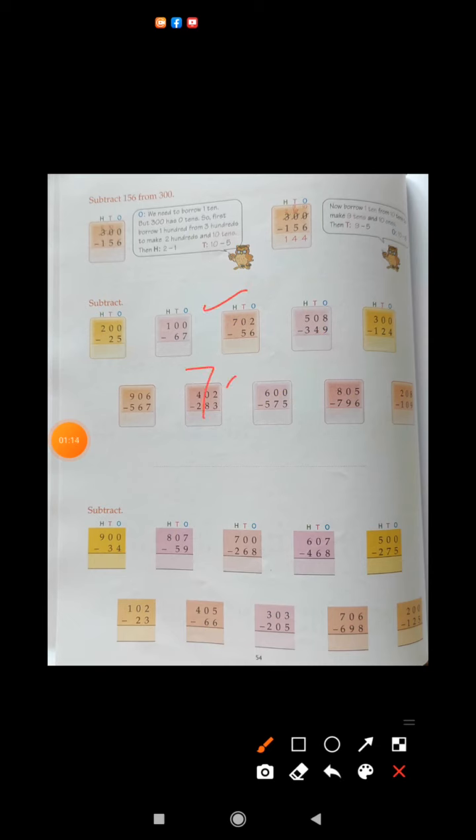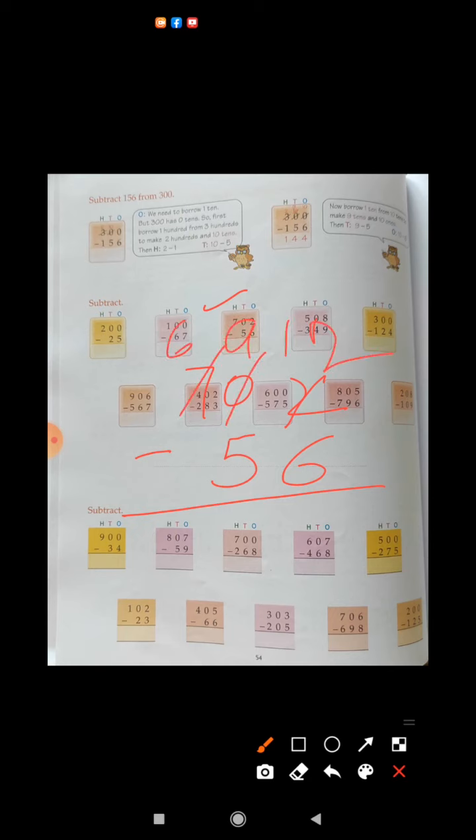Next, the question is 702 minus 56. 2 is less than 6 now. Take borrow from tens. Here will be 12, here 9 and here 6 remaining. 12 minus 6 is 6. Now subtract the tens. 9 minus 5 is 4. Now subtract the 100. 6 minus 0 is 6. The answer you got here is 646 and write in the space.